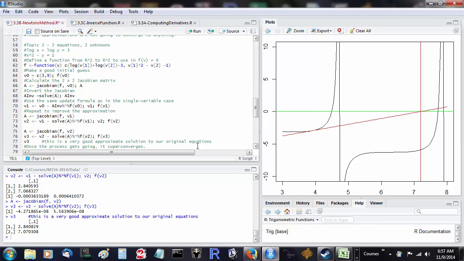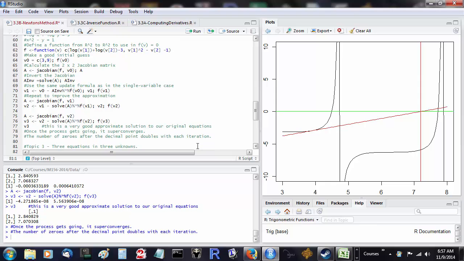So that's Newton's method in action. And in the two-variable case, again, once the process gets going, it superconverges.